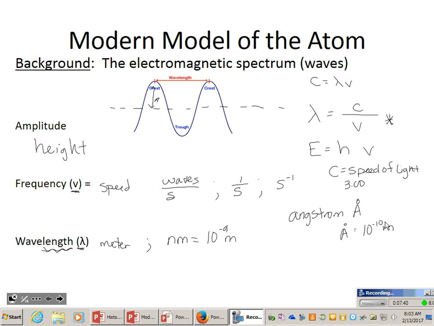And that's a constant, 3.0 times 10 to the 8th meters per second. I do not expect you to memorize that number. Some of you will just from using it. That's the kind of brain you have, but I will provide you that number. And then h is something called Planck's constant. We'll look at that on another slide.